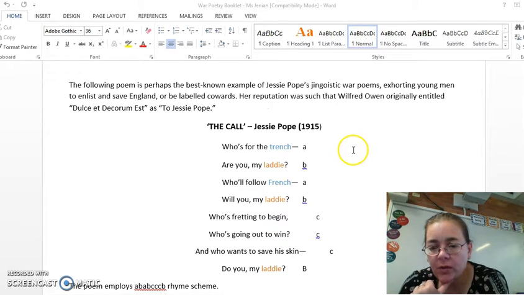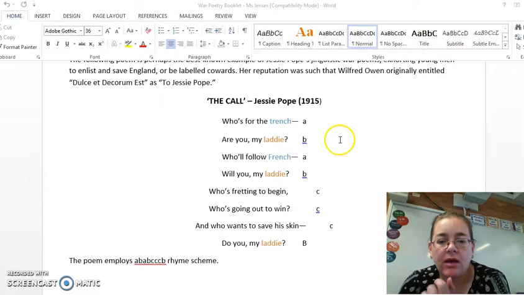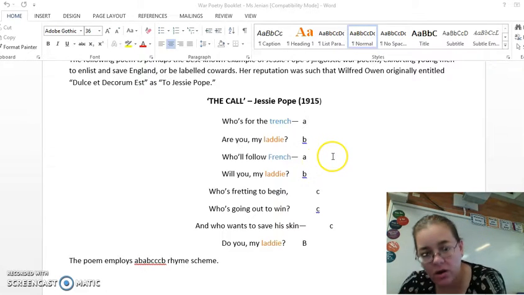So this first poem, The Call, we've done this a few times, but I want to use this to demonstrate how we record a rhyme scheme. In this particular poem, we have a rhyme scheme at the end of the line. How we annotate this is that we use letters of the alphabet to note different rhymes. The first rhyme that we identify is trench and French. So we give that an A, first one of the alphabet, it's the first rhyme that we've seen.